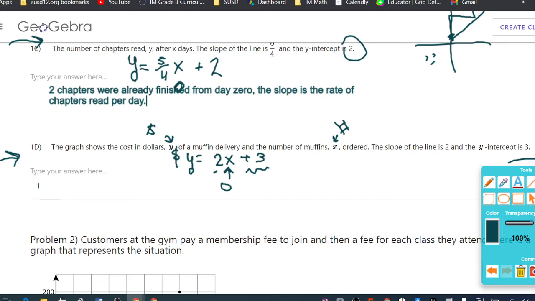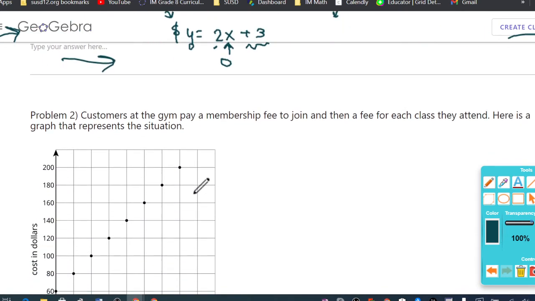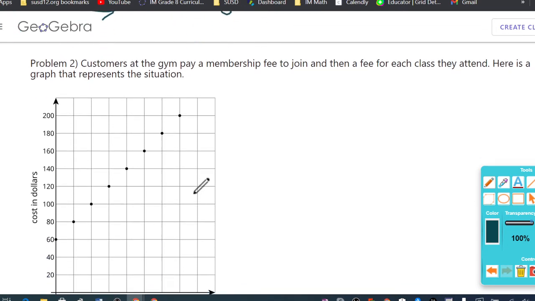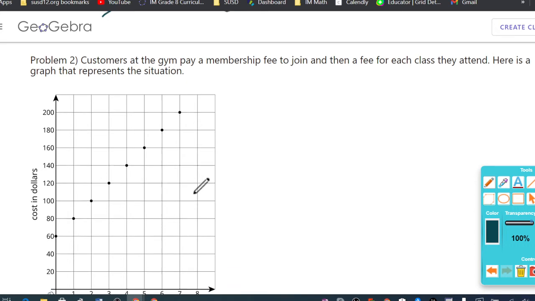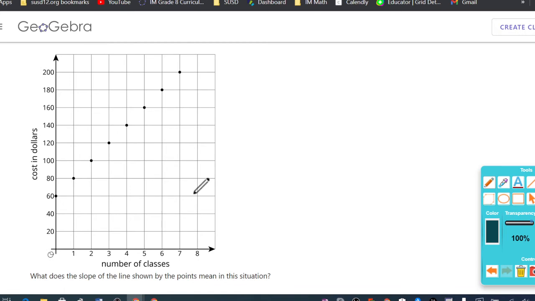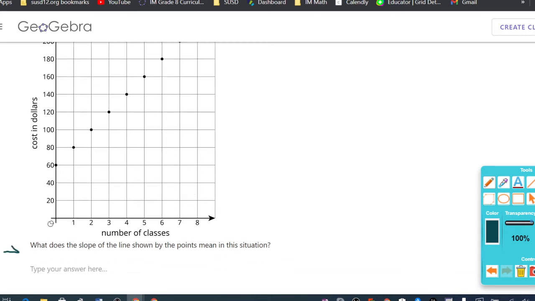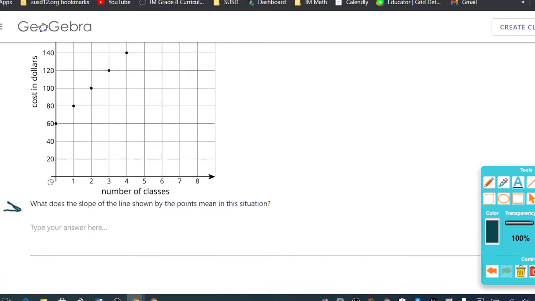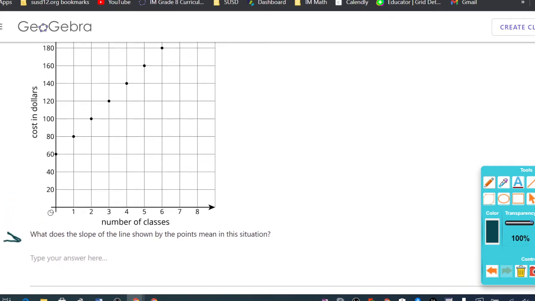Okay, I'm going to let you answer this one. Type your answer on the line. And I'm going to keep going. Problem number 2. Customers at the gym pay a membership fee to join and then a fee for each class they attend. Here is a graph that represents the situation. Okay. What does the slope of the line shown by the points mean in this situation? It says cost in dollars and number of classes. So what do you think the slope means?